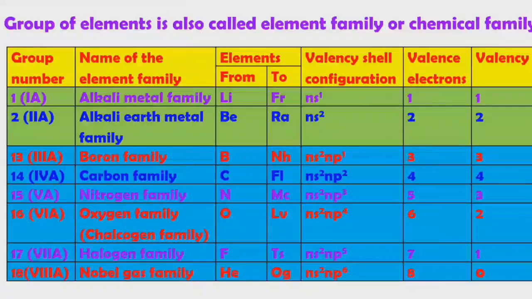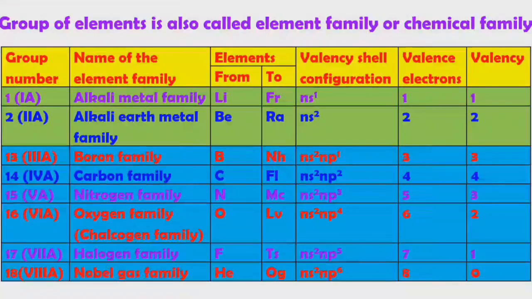Their valency is 1. Eighth A group elements are also called noble gas family, inert gases, zero group elements. They start from helium and end with oganesson. Their valency shell electronic configuration is ns2 np6. They contain 8 valency electrons, so no need to lose or gain electrons. Valency of the 8th A group elements is 0. This is about the groups in the periodic table.